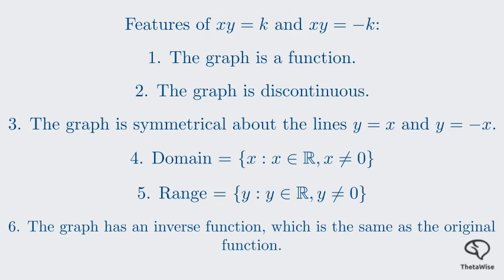Finally, an interesting feature. This graph has an inverse function, and its inverse is the same as the original function. If you swap x and y in xy equals k, you get x y equals k, which is the exact same equation. The graph is its own mirror image across the line y equals x.